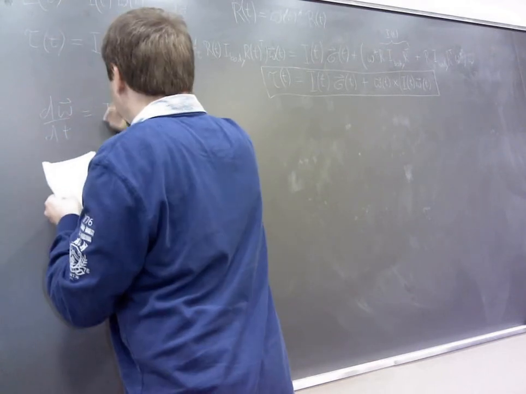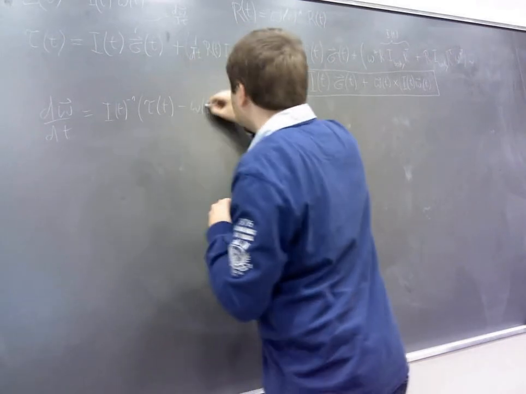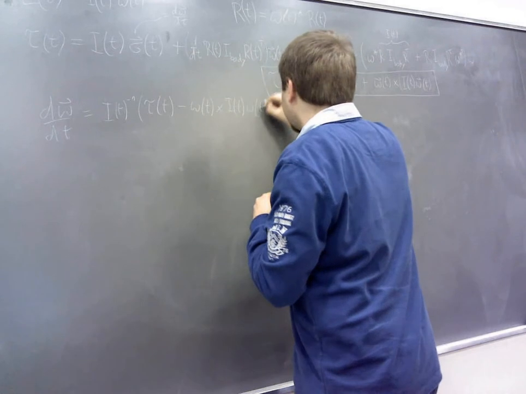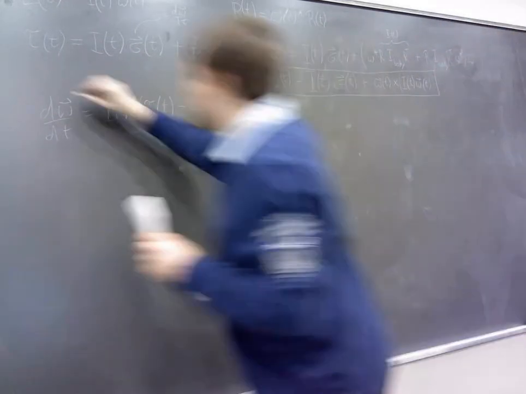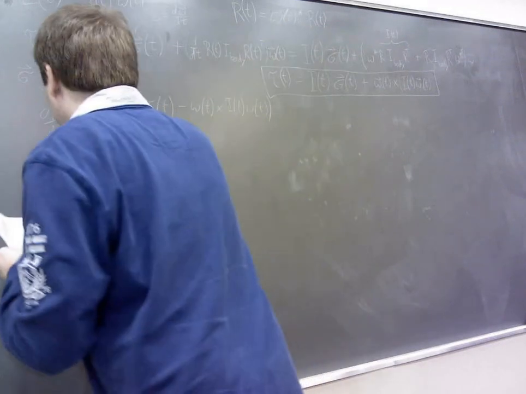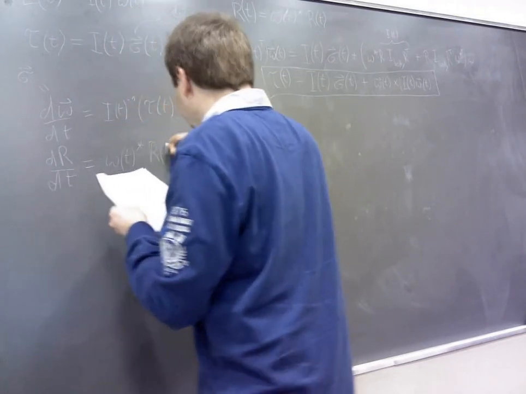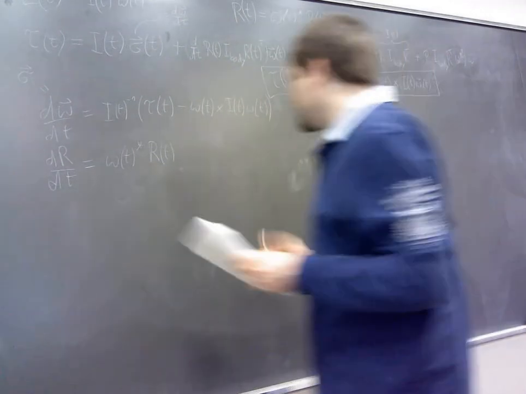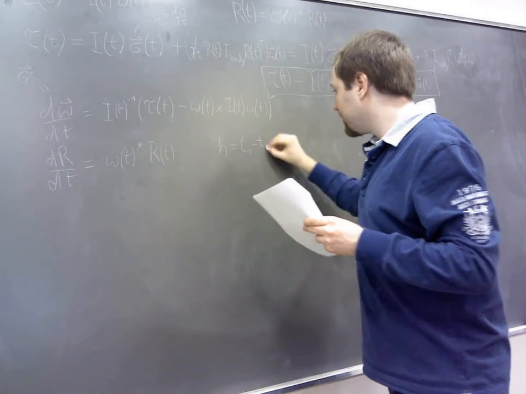Omega dot of t equals I inverse times tau of t minus omega times I omega. So this just resolves to sigma, right? So this is our angular acceleration. And then we have the time derivative of the orientation is omega star times R of t. And now, again, we integrate over this time step h.